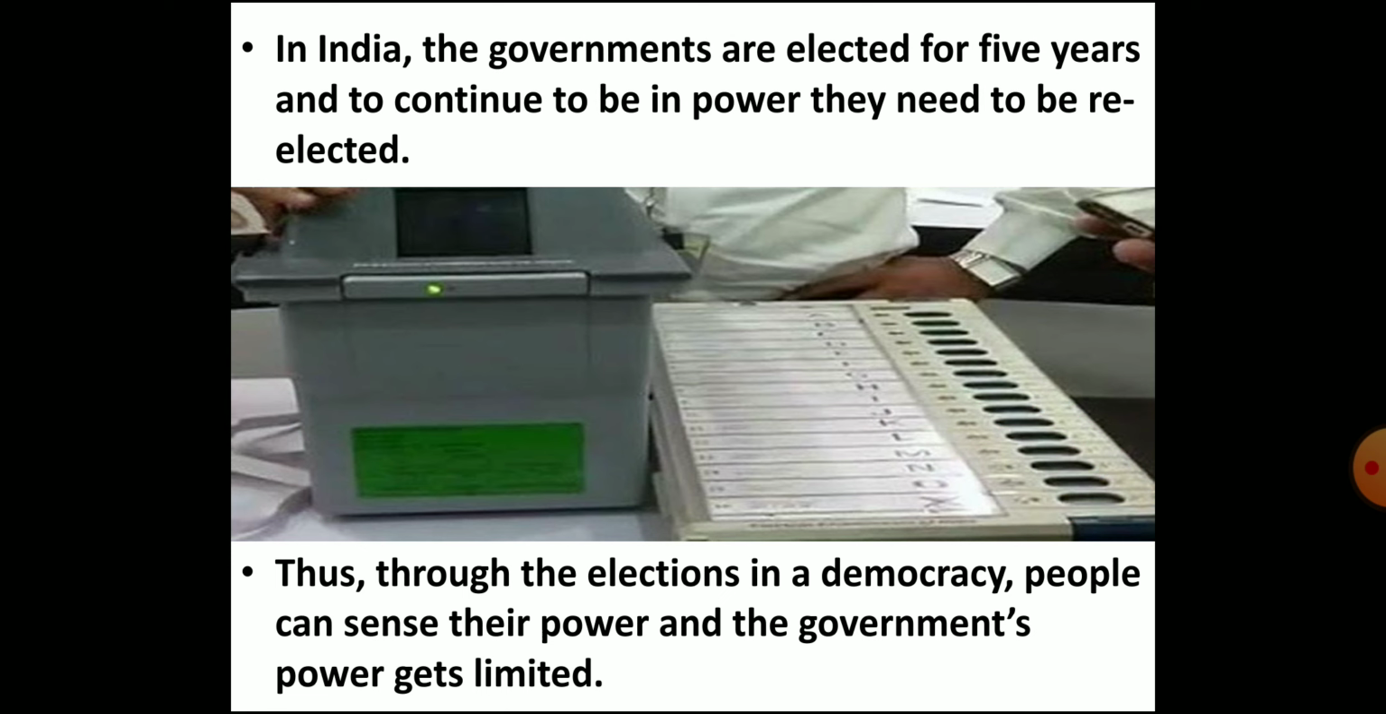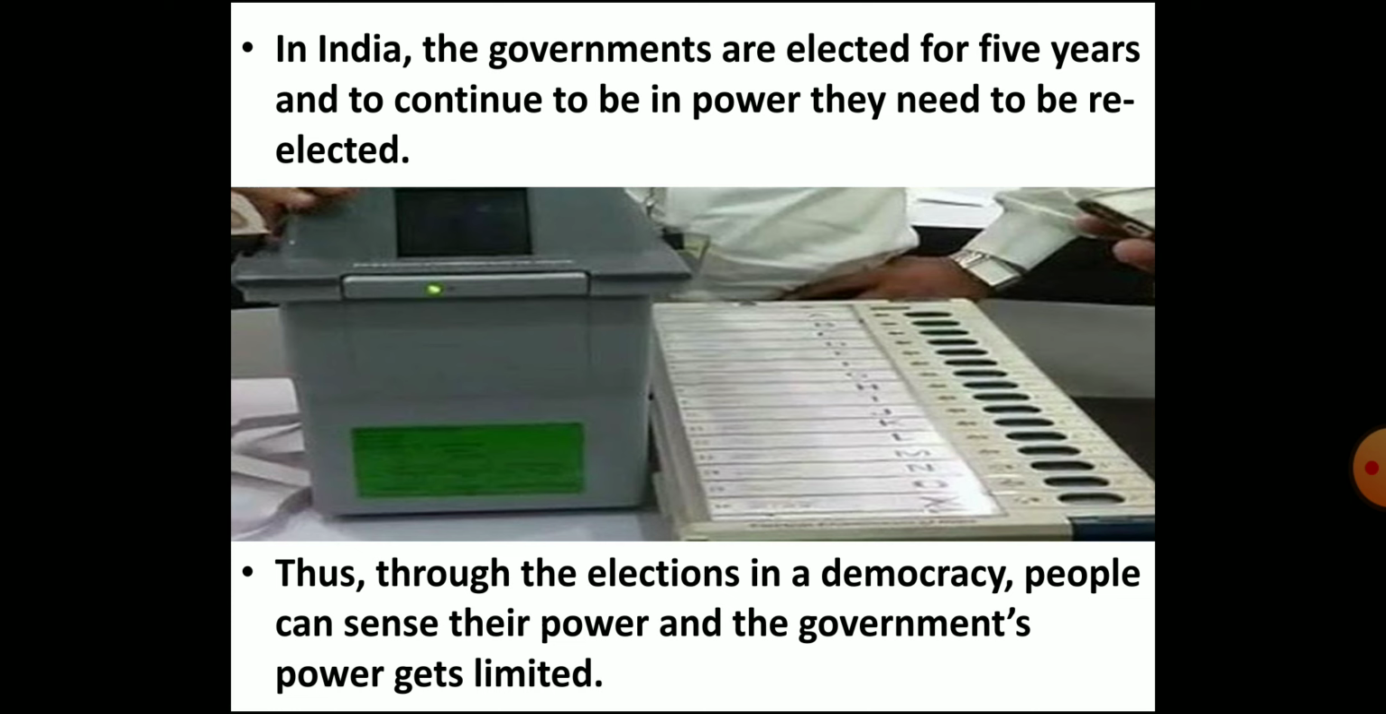Through the elections, the governments are formed and they are elected for a fixed period of time. Like in India, the government are formed for 5 years, and if they wish to govern further, they need to be re-elected by the people in the next election. Thus, through the regular election, people get the power to participate in the process of government.